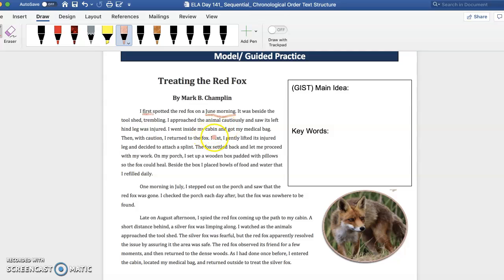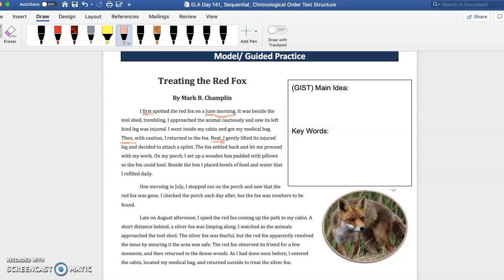I went inside my cabin and got my medical bag. Then, okay, then, here's then. That's my other keyword, right? Because I know that something else is happening. Then, with caution, I returned to the fox. Next, here's another keyword. I gently lifted its injured leg and decided to attach a splint. The fox settled back and let me proceed with my work.